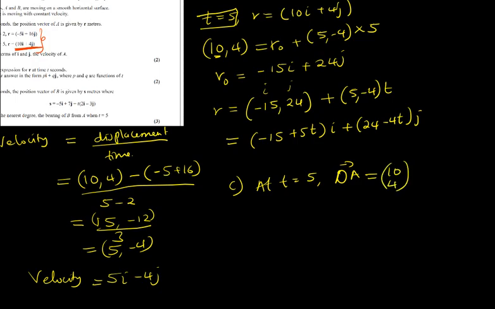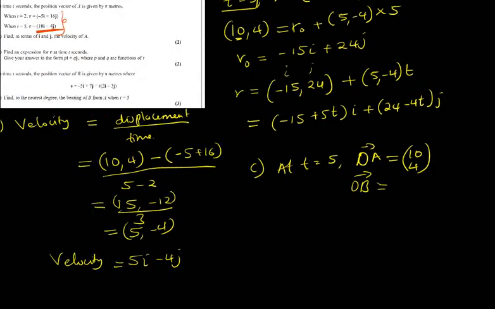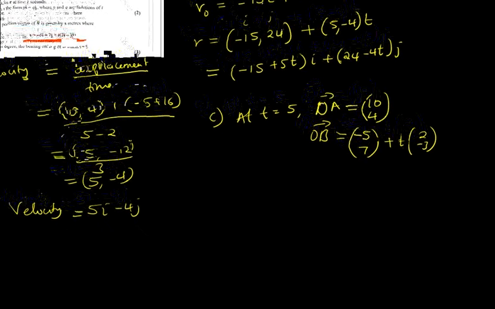And then OB will be given by the equation that has just been provided there for S. This is the displacement equation for S. That's what we are going to use. So if you substitute 5 there in place of t, we are going to have (-5, 7) plus t times (2, -3). So that's if we write it in columnar form, and then let's substitute t as 5.